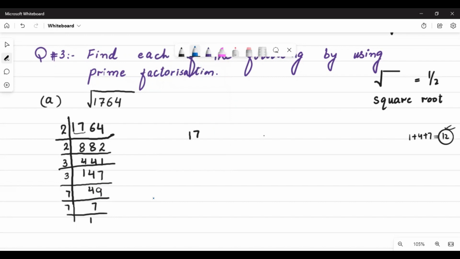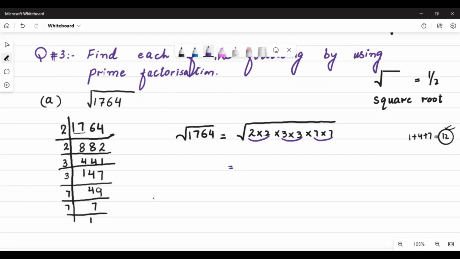1764, square root of that, is equal to 2 times 2, 2 times 3, and 2 times 7, and its square root. We want to do the square root of this. Here I can identify one thing, that this number, the second number, and the third number, all these three numbers are coming 2 times.